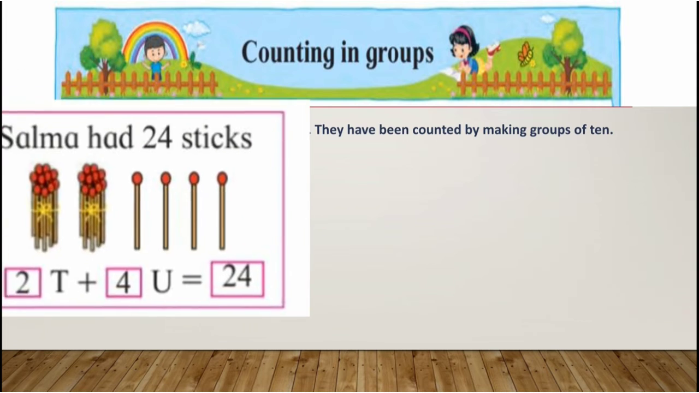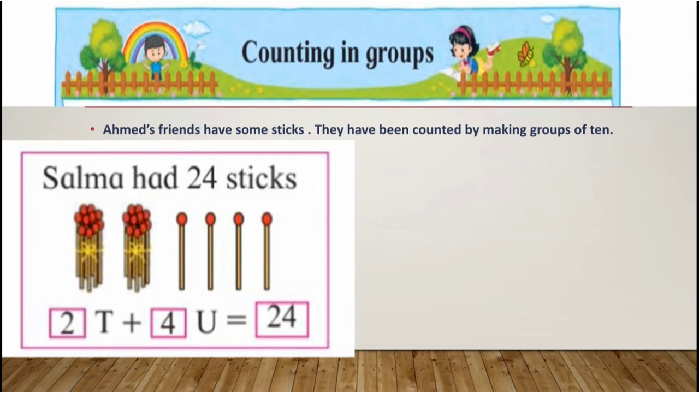Let's see now. Here you can see Salma had 24 sticks, and how she had counted them. She made 2 groups of 10, 1 ten, 2 tens, and singles: 1, 2, 3, 4 singles, or 4 units. So 2 tens you can see here.